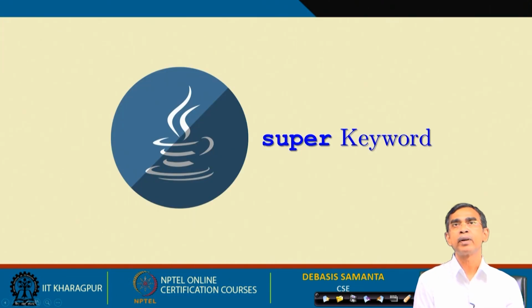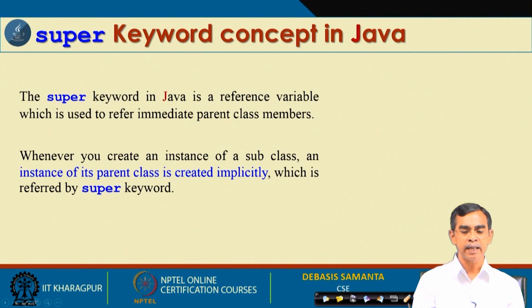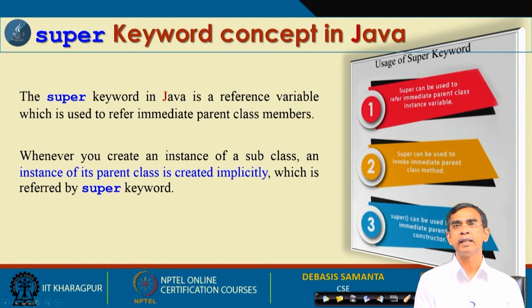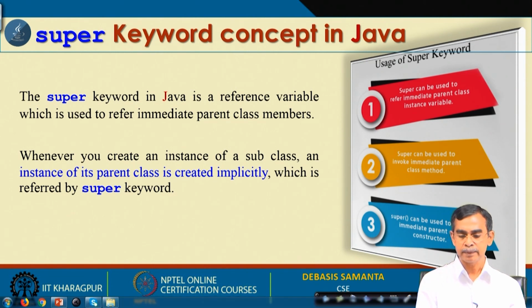Now, there is another very important concept called the super keyword, which is basically used for many purposes. Using this super keyword in Java, one can refer to immediate parent class variables, which are basically instance variables. The super keyword can also be used to invoke a parent class method, and it can also be used to invoke a parent class constructor. So, there are many uses of super. In our subsequent slides, we will see how super can serve three different facilities: referencing variables, referencing methods and referencing the constructor.